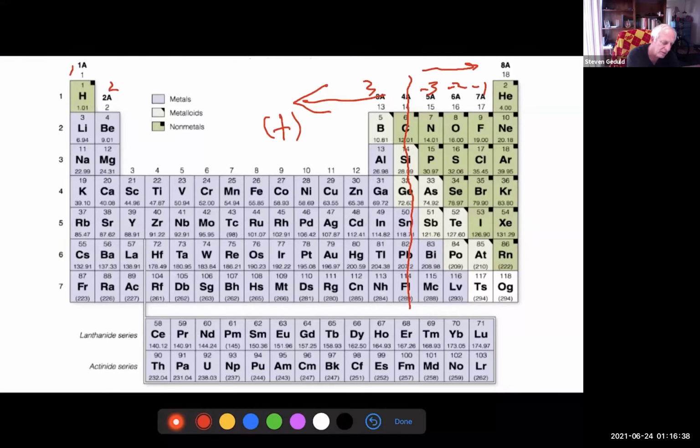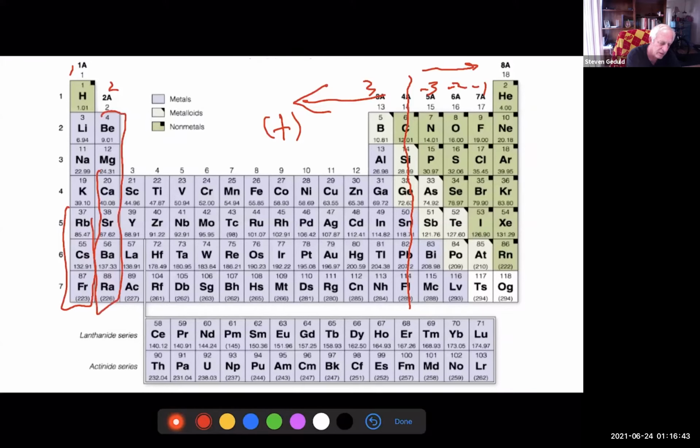So this first column is always +1. Second column here is always +2. Third column here is always +3. Then your neutral column. Then this column here is -3, -2, -1. And noble gases are always 0 because they have 8 valence electrons. Their valence shell is filled. They want to have 8, they're stable, so they don't want to react with anything else to lose or gain an electron. Okay? That's basically the octet rule. And that's how the columns work with it.